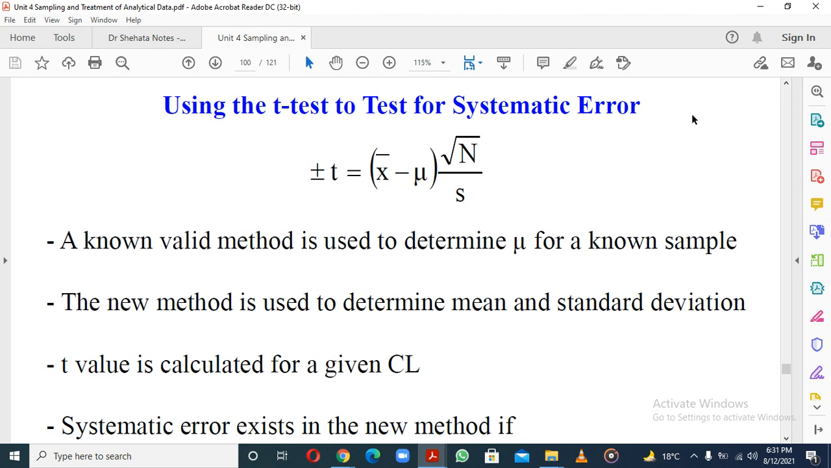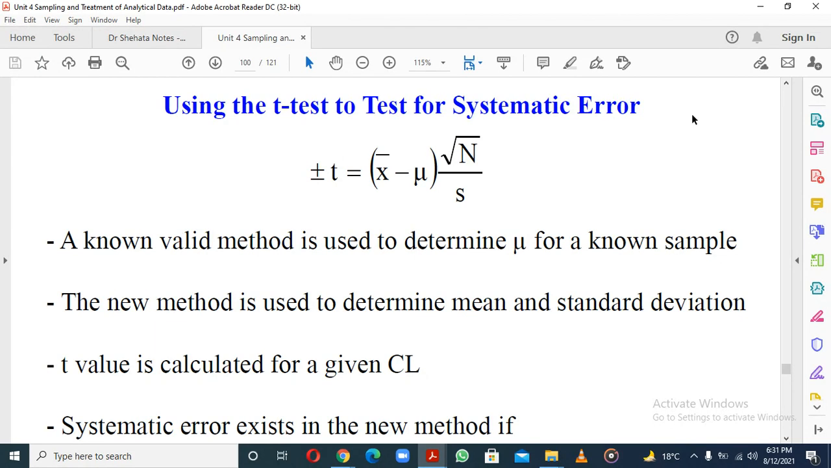So the new method is used to determine the mean and standard deviation. Let's say you are looking at a data set, like the example we always look at, the copper ore. I get six replicate samples. We talked about what a replicate sample is. Then I find my mean, my mu, or population mean. Then n is just the number of samples. Then I find my standard deviation, and I can calculate my t value.